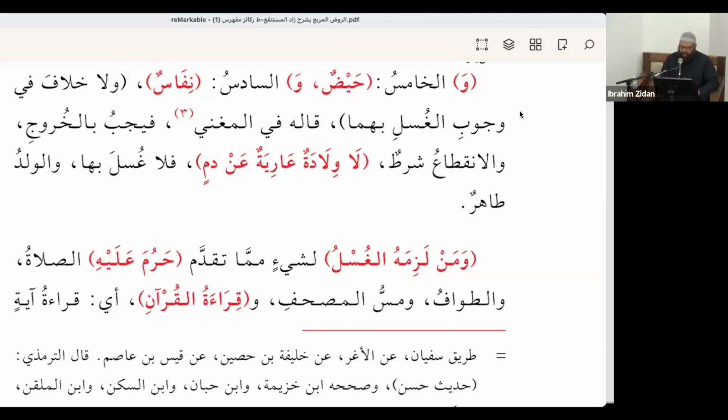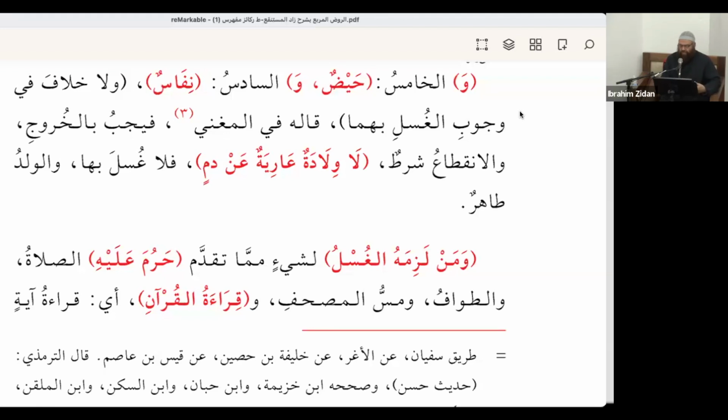So he says والخامس, so the 5th one, حيض والسادس نفاس. So the 5th mujib that makes the ghusl mandatory is al-hayd, which is the monthly menses for women, ونفاس, and then nifas is the afterbirth bleeding. There's a chapter for that.